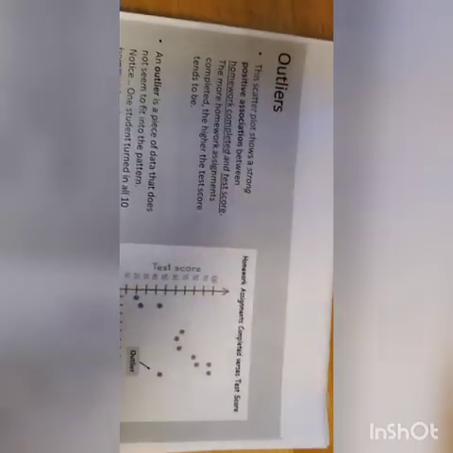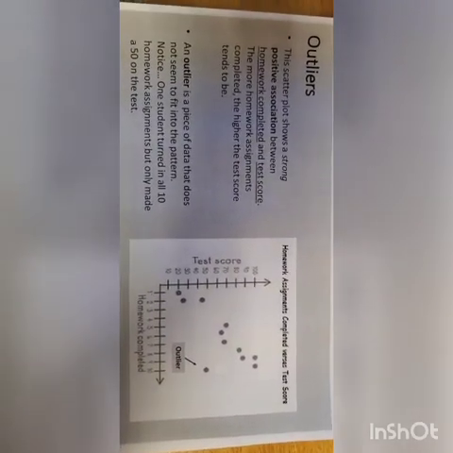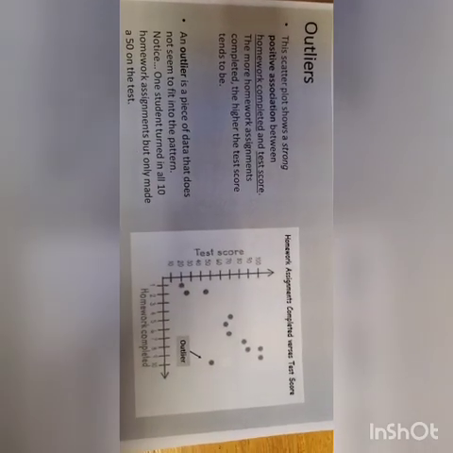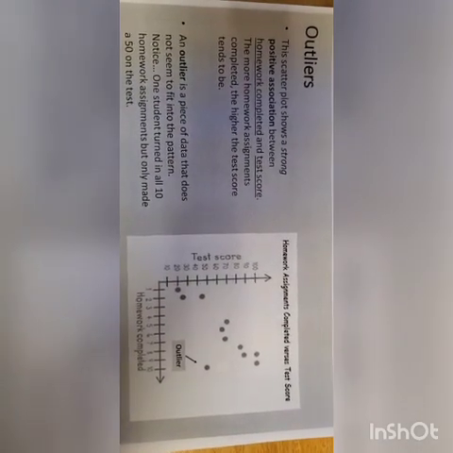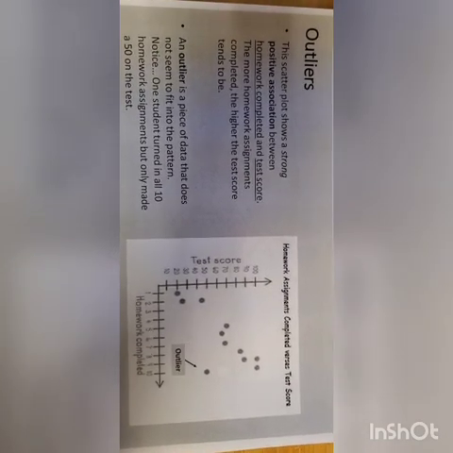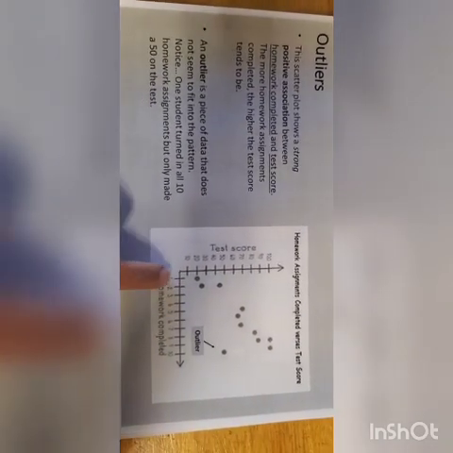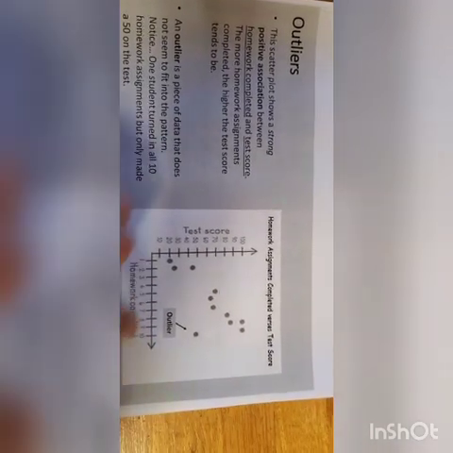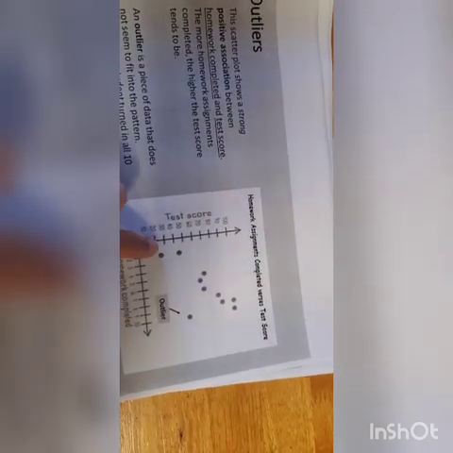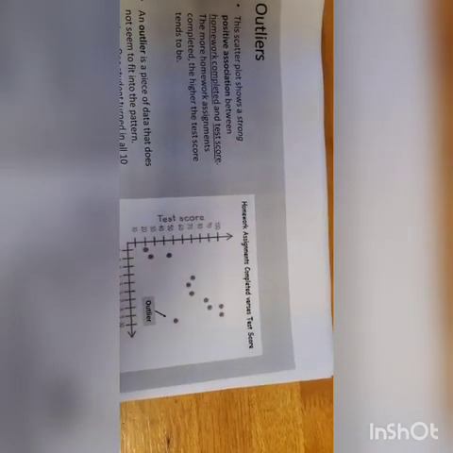Now, from time to time in data, there are something called outliers, and these are just sets of data that do not go with the trend of the rest of the data. This is homework assignments completed versus test scores. So we all know that when we complete more homework, our test scores will go up. So as our homework is completed more, our test scores go up, and we have this pretty strong positive association.